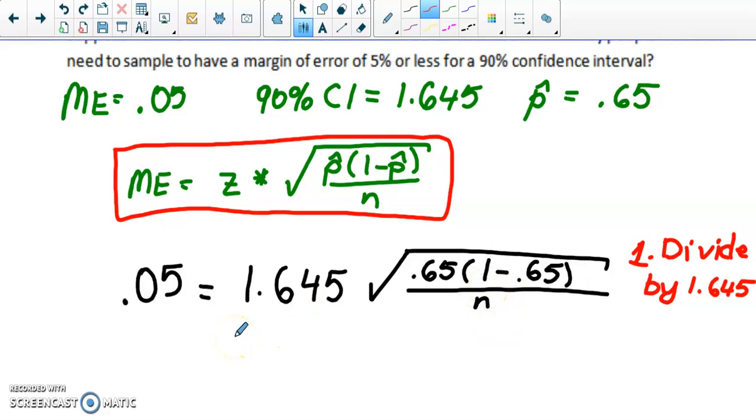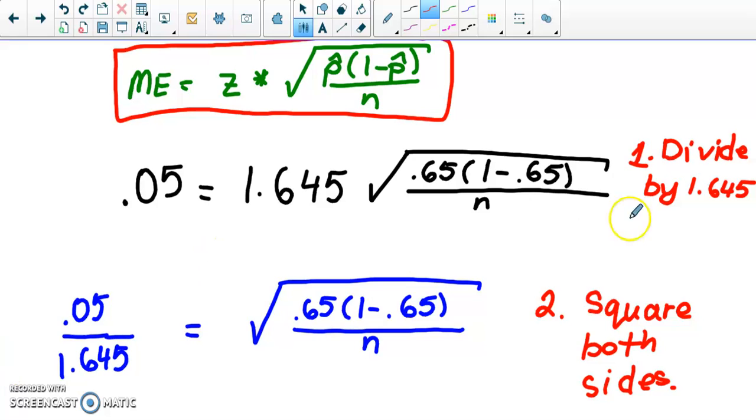The first step you should do, and again, there are different ways to solve it, but that's the one that I showed you in class, is to divide by 1.645. So first both sides get divided by that. So here we divide it by 1.645. Here on the right side, 1.645 reduced. We're only left with the square root. So the second step is to square both sides, meaning we're going to raise both sides to the power of 2.